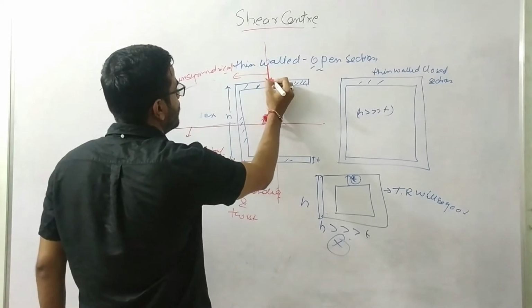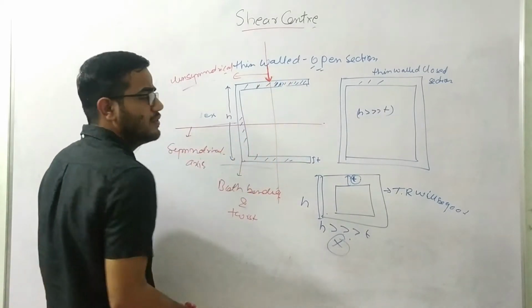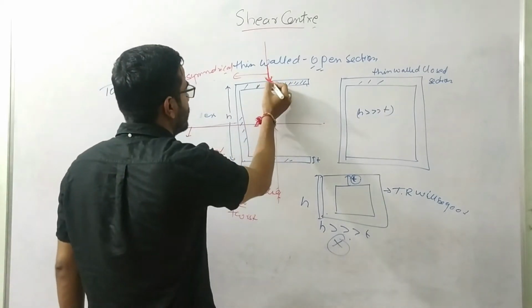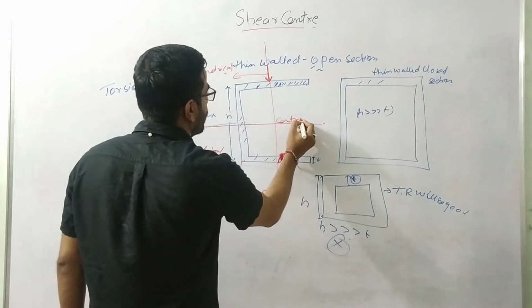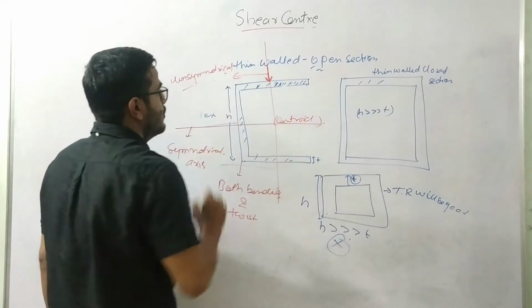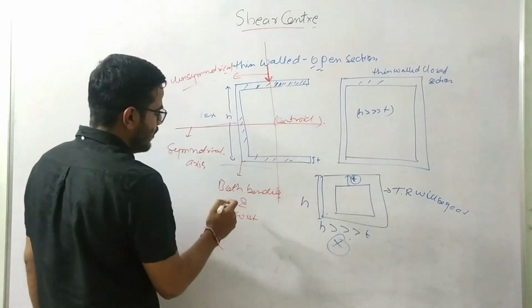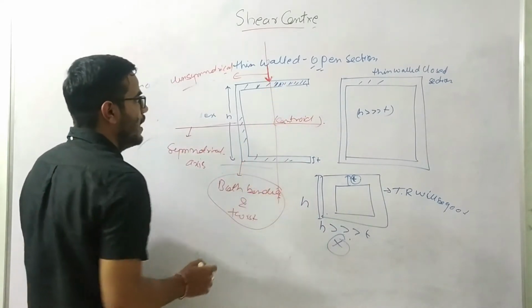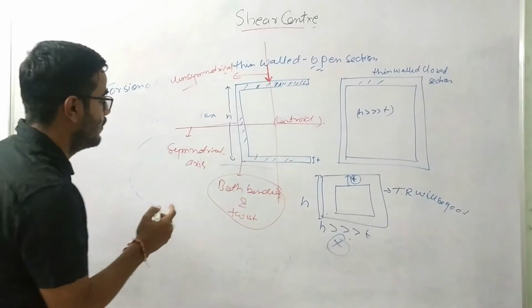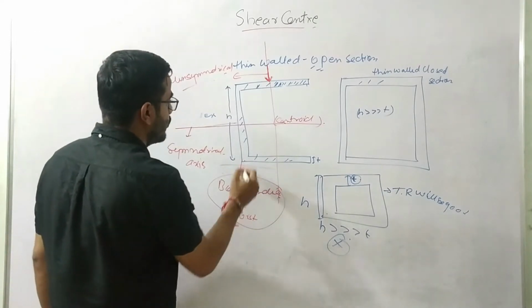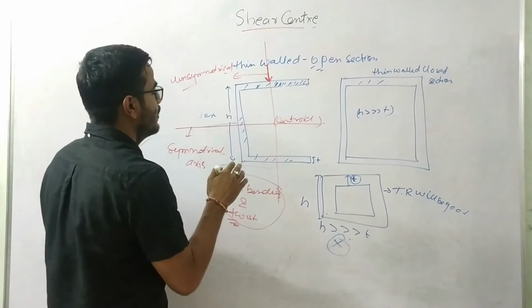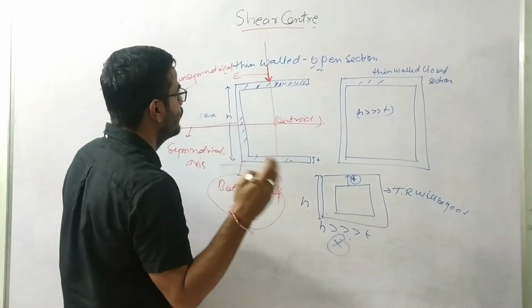Okay, if the plane of the load passes through the principal centroidal axis, this is the centroid. Then you can say that this member will have both bending and twisting. Why will we have this twisting over here? We'll see as we move further in the lecture.